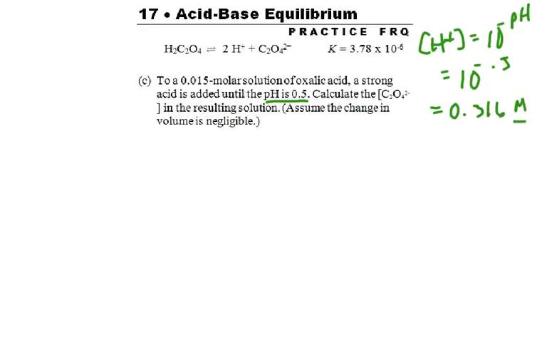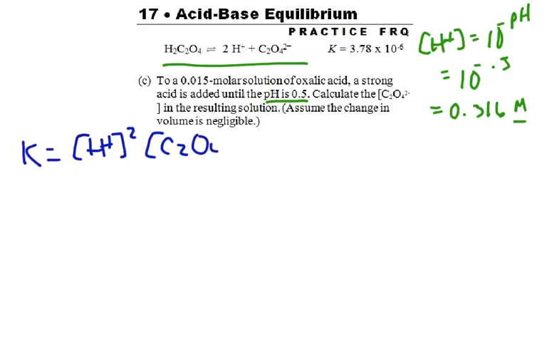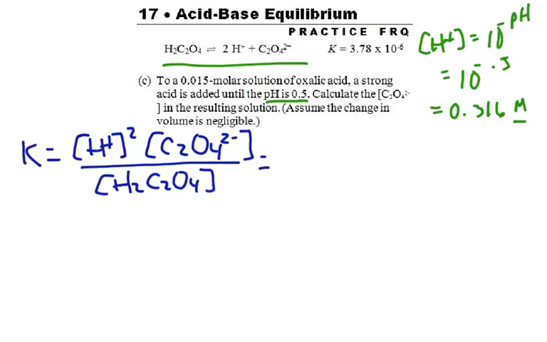Now for this kind of a problem, we go ahead and use the entire overall equation. So we're going to set that up. So the K is equal to the expression, okay, H plus, and this is squared, times oxalate, C2O4 2 minus, divided by oxalic acid, H2C2O4, and we know that this is 3.78 times 10 to the negative 6.